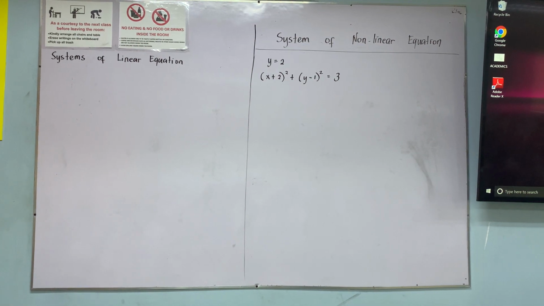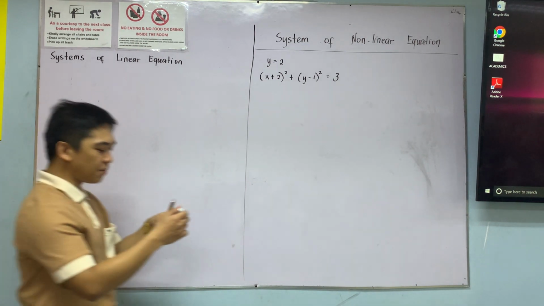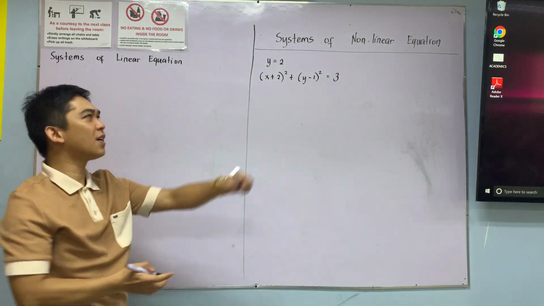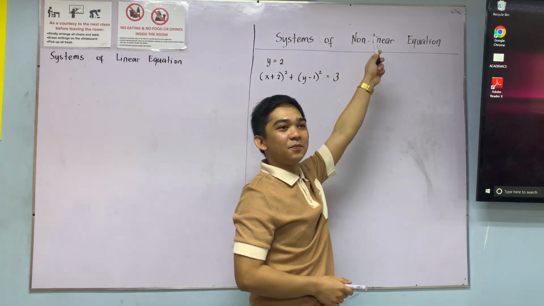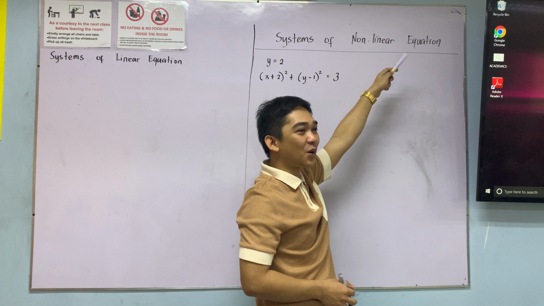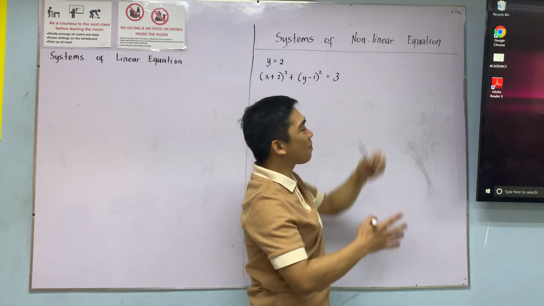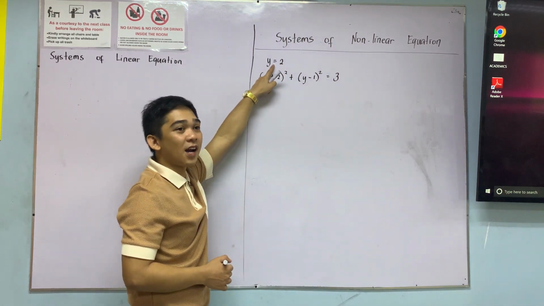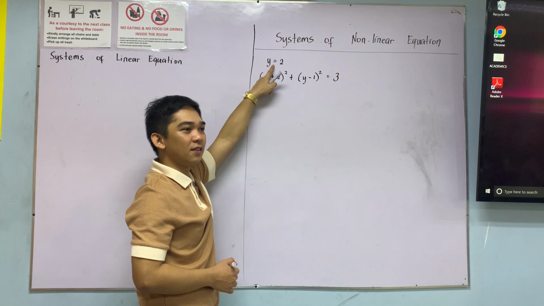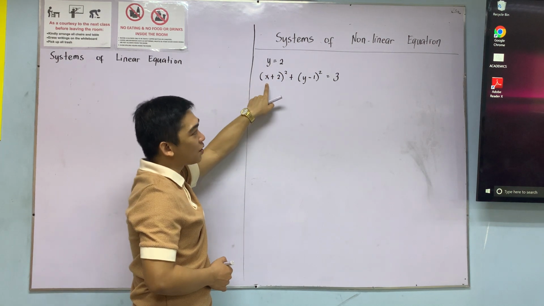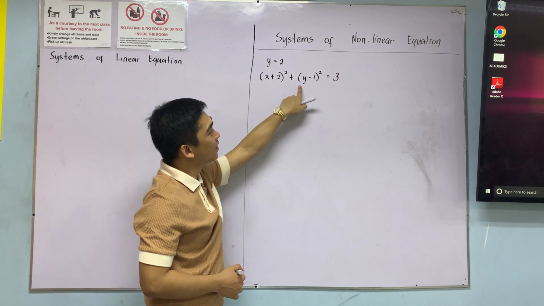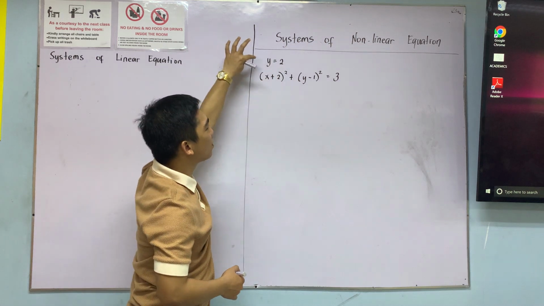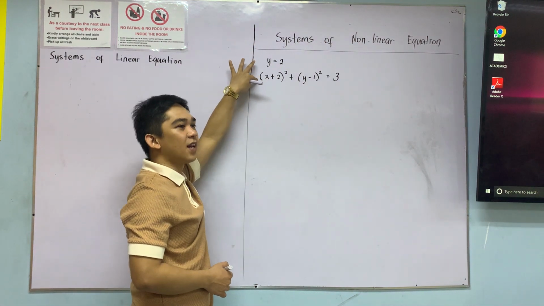Makinig na dito. We have the systems of non-linear equation. When we say non-linear, hindi linear. Yung graph nito ay hindi straight line. So dito na papasok ating mga conic sections. What if meron tayong isang constant polynomial? This is a constant, tama? Tapos, alam naman to? Circle. So what if meron tayong constant function tsaka circle?